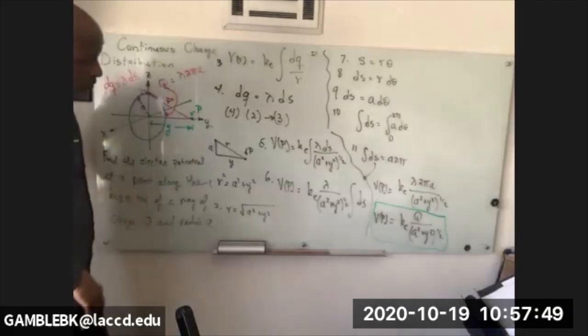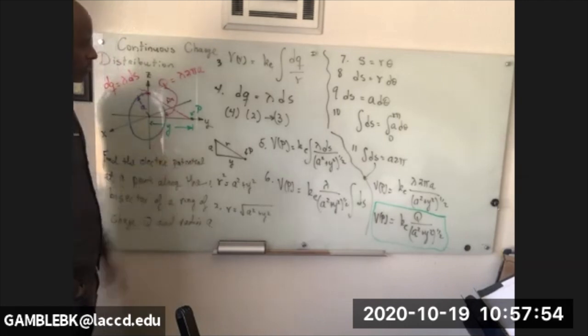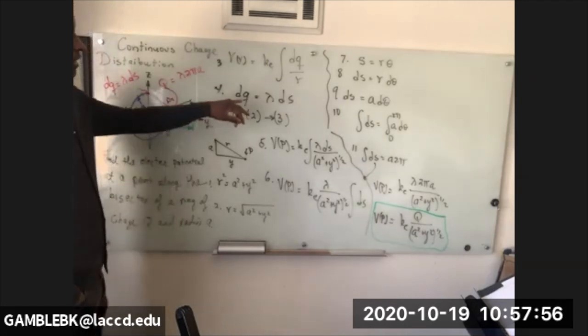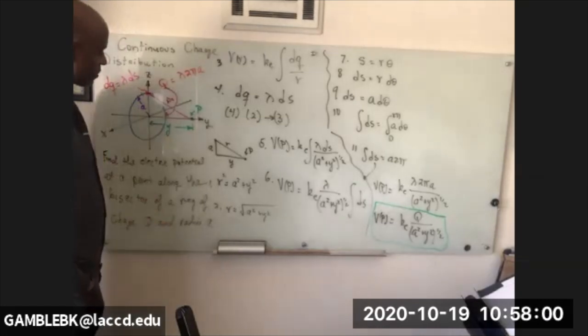I just wanted to put all the steps in there, but you could have done this in 3 steps, right? I didn't really even have to break DQ up into lambda ds, but I just wanted to be very clear.